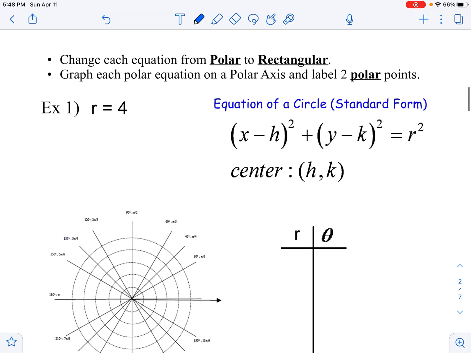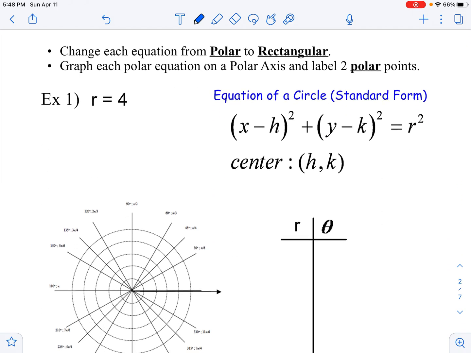All right, so today we are going to look at some equations, and we're going to put those equations from polar form to rectangular form, and then we're going to graph it. Okay, so we've talked about this before. We've got a couple options. We could either square both sides, or we can multiply both sides by r.